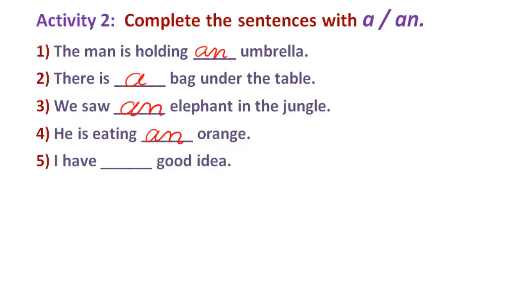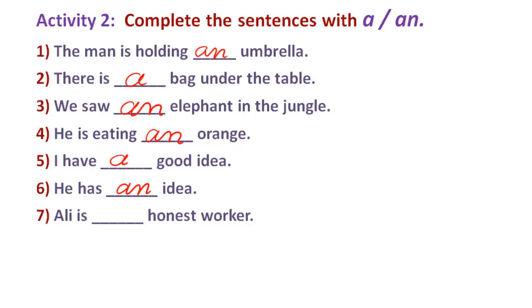Sentence number 5. I have a good idea. So good idea, and the word begins with G, we have to put a. But if we say just I have an idea, then we have to put an idea, because the word begins with a vowel. An idea. Sentence number 6. He has an idea, because the word begins with I.